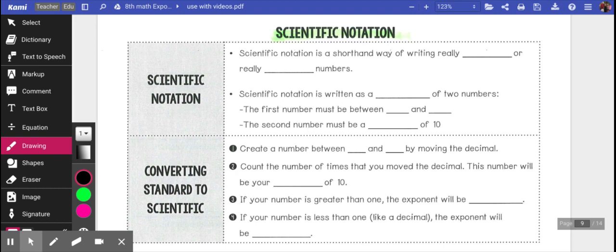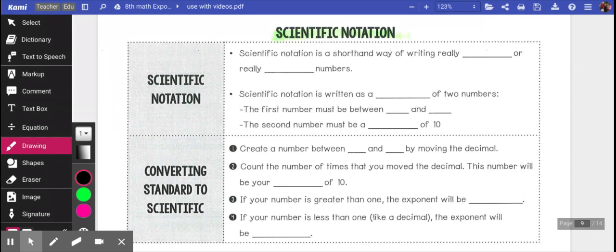Okay, you should be on handout 5. We're skipping number 4. So, scientific notation. We're just going to do the basics of this, but you will use it some in science, and especially in 8th grade science. Ninth grade science.